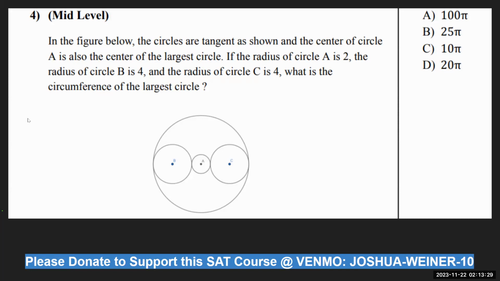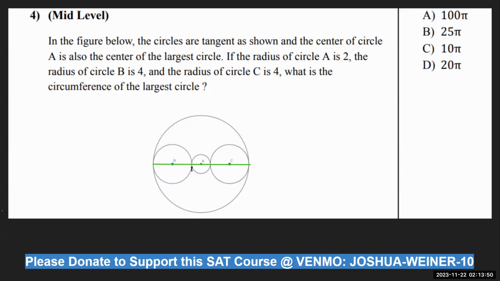The radius of circle A is 2. The radius of circle B is 4. The radius of circle C is 4. What is the circumference of the largest circle? Well, they give us the radius. All right, so here's how we're going to do this one.